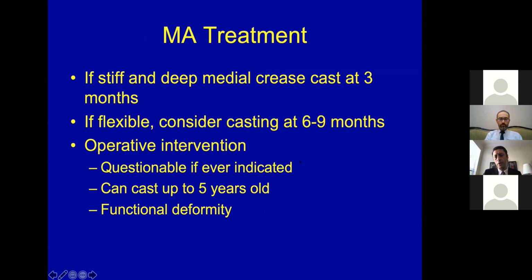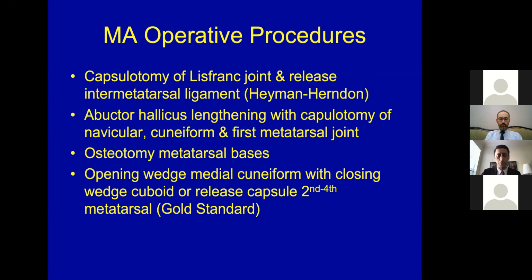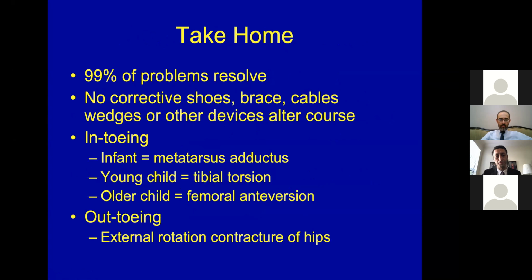Metatarsus adductus: if the deformity is mild to moderate, you can do casting for correction of the deformity, but operative intervention is only reserved for severe cases. Most of the time, it is either soft tissue release or foot osteotomies to correct the metatarsus adductus, if the metatarsus adductus is the reason for the in-toeing gait.